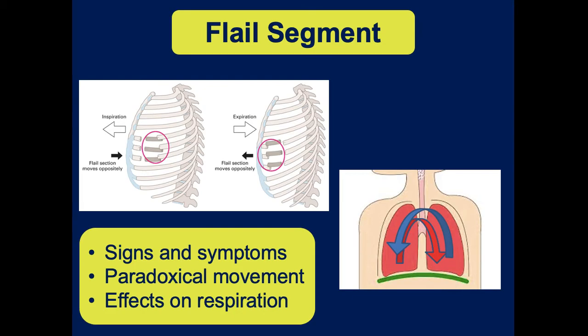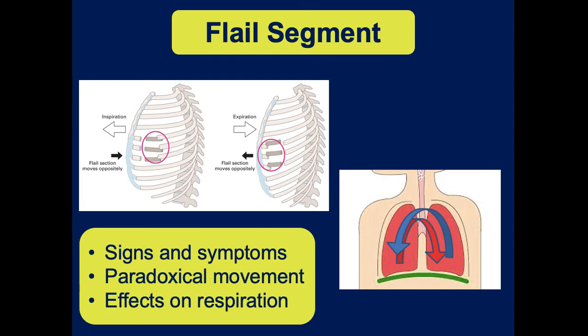Another big problem with this is this section that's floating free now. It actually moves opposite of the rest of the chest wall. So when you take a breath in and the chest expands, this little area that's flail gets sucked in. And as you breathe out, your chest wall goes back to normal, but now this little flail segment pops out. So it's called paradoxical motion of the chest. So opposite, as one side goes in, the other side goes out. And it's kind of a late sign.